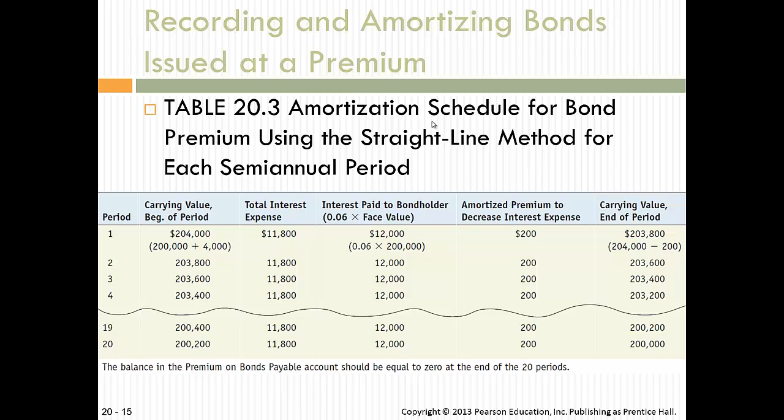The amount of interest paid to bondholders is the same every year as well. Notice how the carrying value gets lower and lower every year until the very end. After 20 interest periods, it's $200,000.